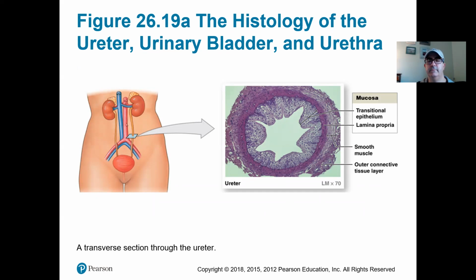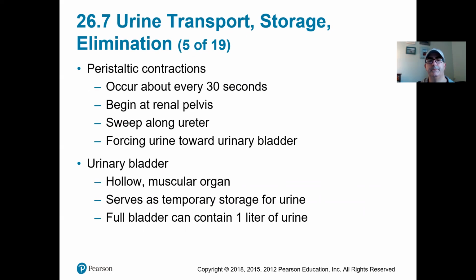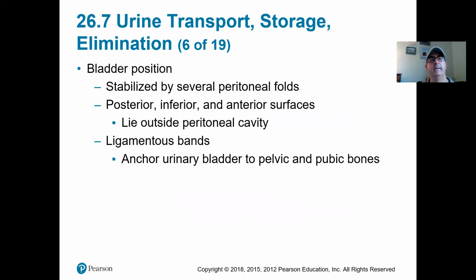So there you can see a cross section through a ureter. And like I said, you get those peristaltic contractions. So the muscle contracts, pushes urine from your kidneys to your bladder. Your bladder is just a hollow muscular organ where the urine is temporarily stored, right?